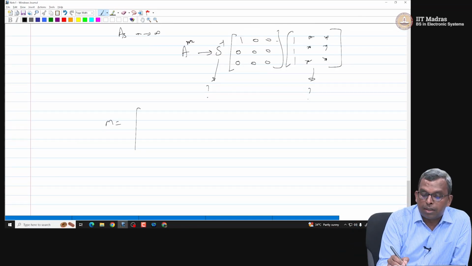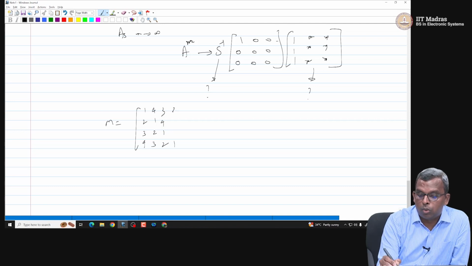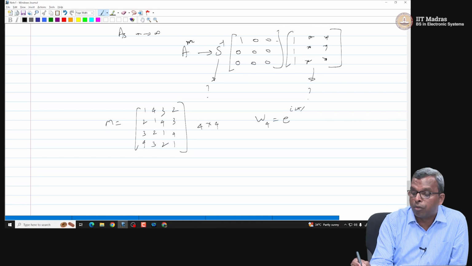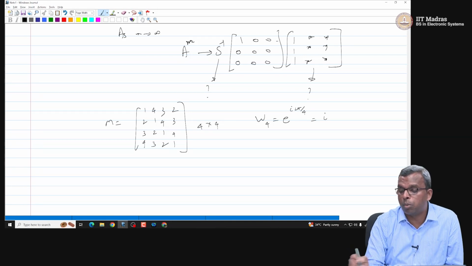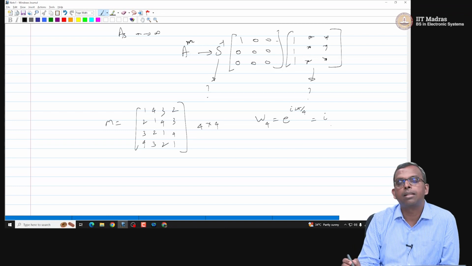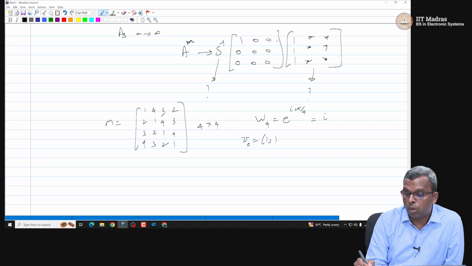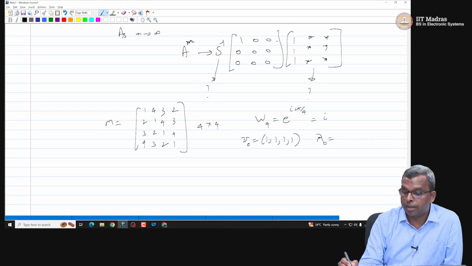The matrix M is just 1, 2, 3, 4, and then I have done my circular shift, right, 1, 2, 3, 4. Now this is 4 by 4. So my W4 will be e power i 2 pi by 4. This is e power i 2 pi by 2... What is e power i 2 pi by 4? It is i, cos theta plus i sin theta. So it is i, and what is my V0? V0 is 1, 1, 1, 1. Eigenvalue lambda 0 is just the sum of all these things. It is 4 plus 3 plus 2 plus 1. What is that? That is 10, right?